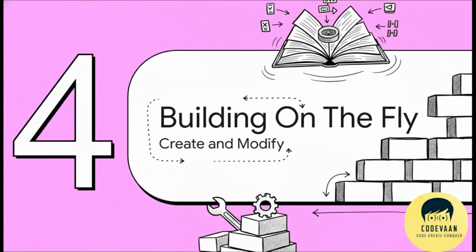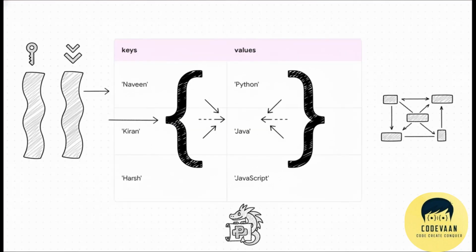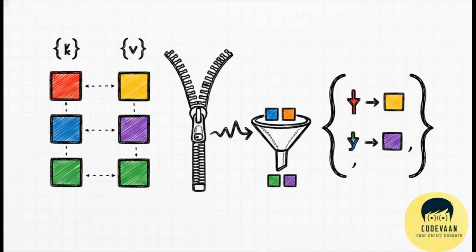Okay, one of the best things about dictionaries is that they are not static. They're not set in stone. They are incredibly flexible. You can build them, change them, and add to them whenever you want. So let's imagine a common situation. You've got two lists. One has a bunch of names, and the other has their favorite programming languages. How do you merge these together into one neat dictionary, where the name is the key and the language is the value? Well, Python has this absolutely brilliant, almost magical way to do this in one line.